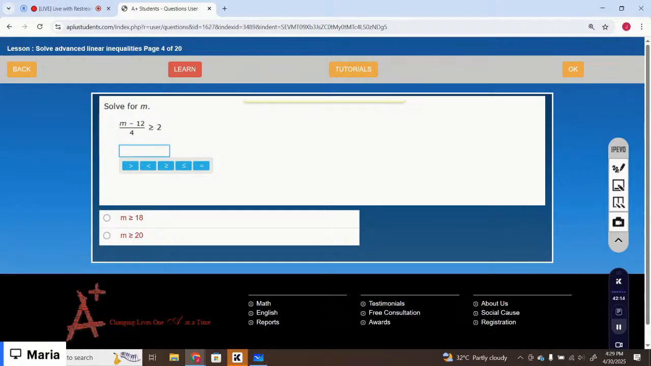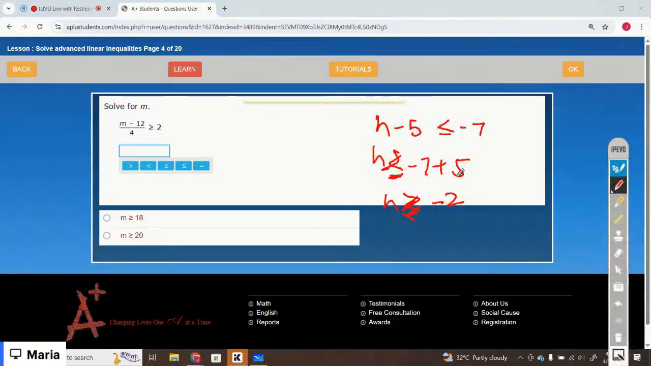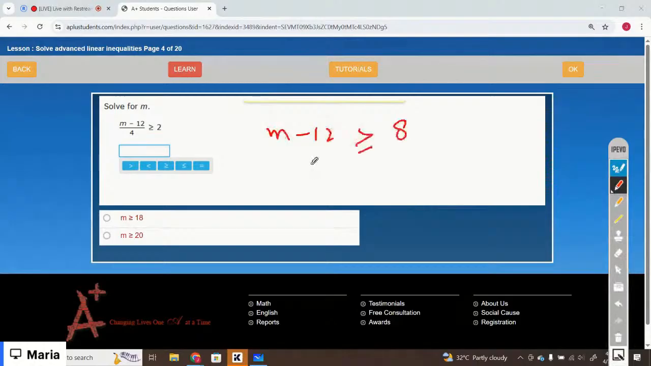M minus 12 divided by 4 is greater than or equal to 2. So that is M minus 12 is greater than or equal to 8. So M is greater than or equal to 8 plus 12. That is M is greater than or equal to 20. Option number 2 is the correct option. Okay, you can complete the lesson by yourself later today. Let's just move on to the next lesson.